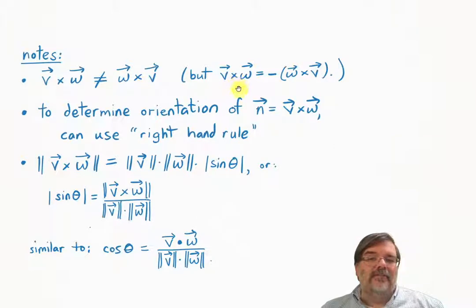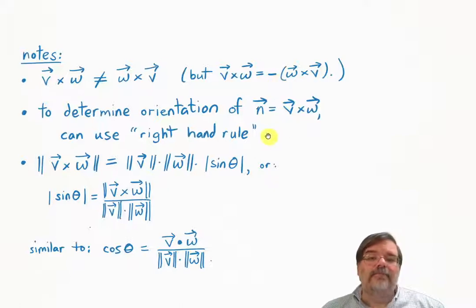In particular, the cross product has a property which is sometimes called anti-commutative. V cross W is equal to the negative of W cross V. In other words, if you switch the order of V and W, every part of your answer gets negated. And that just means it's giving you a perpendicular vector, but one that points in the opposite direction along that line.